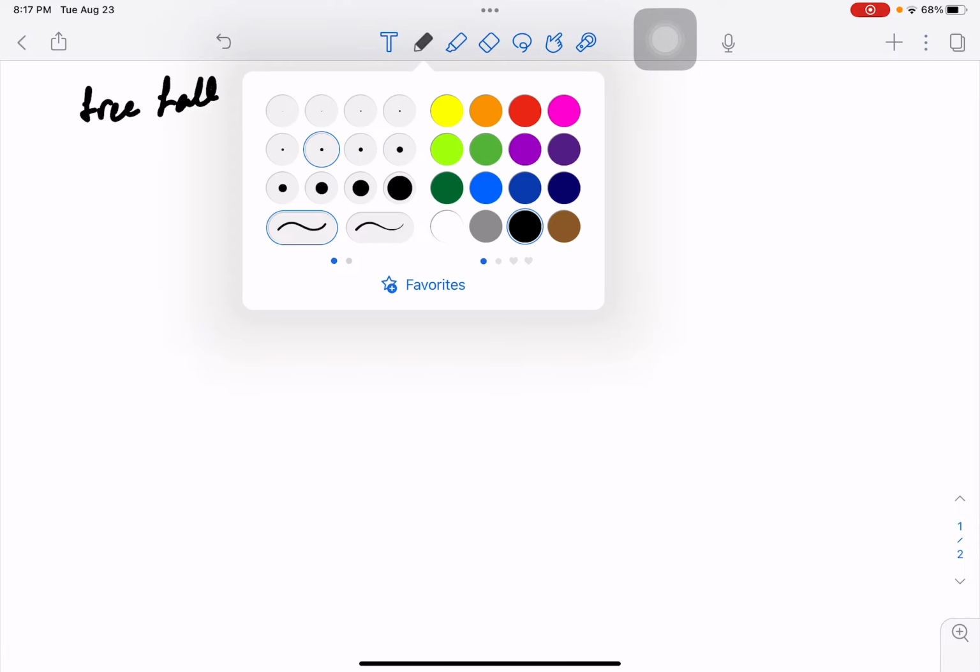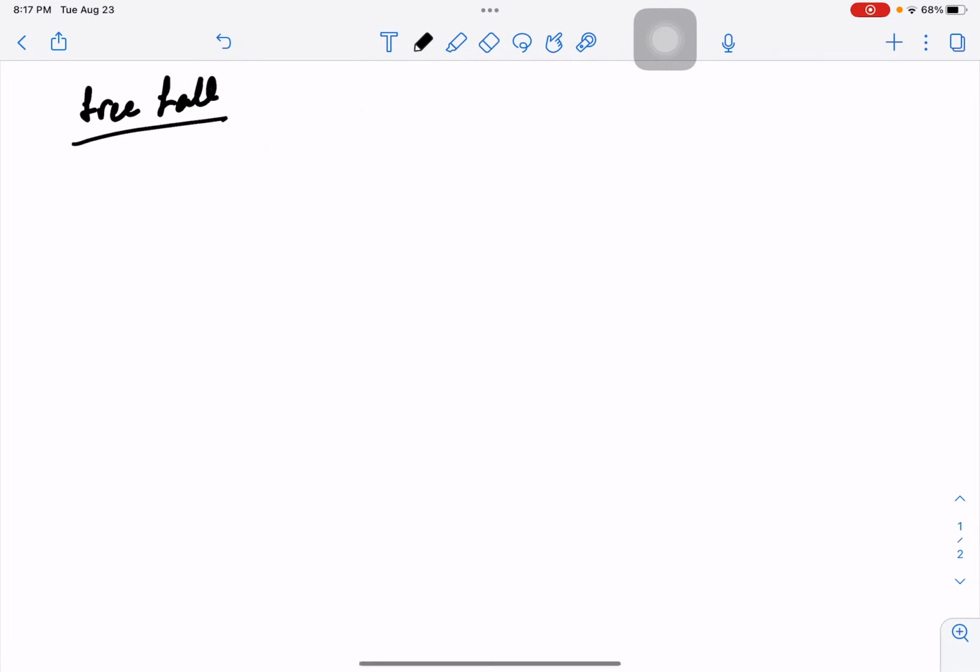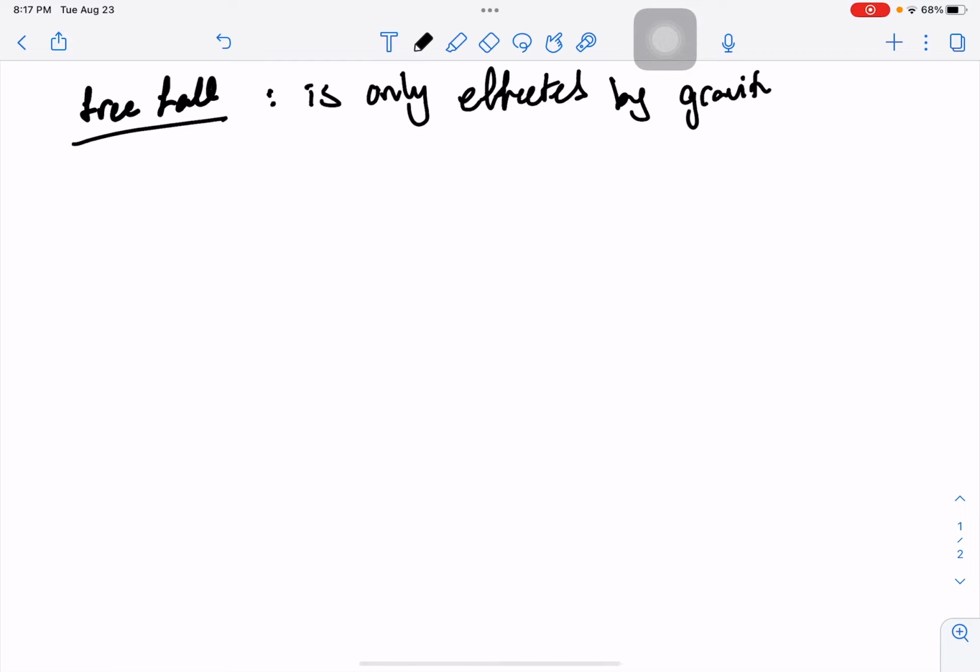So today we're going to talk about a physics question in regards to free fall. So that's free fall, okay? We're talking about free fall and how it's going to affect us in the questions. In free fall, the object is only affected by gravity. So gravity is the only thing that is affecting that object.